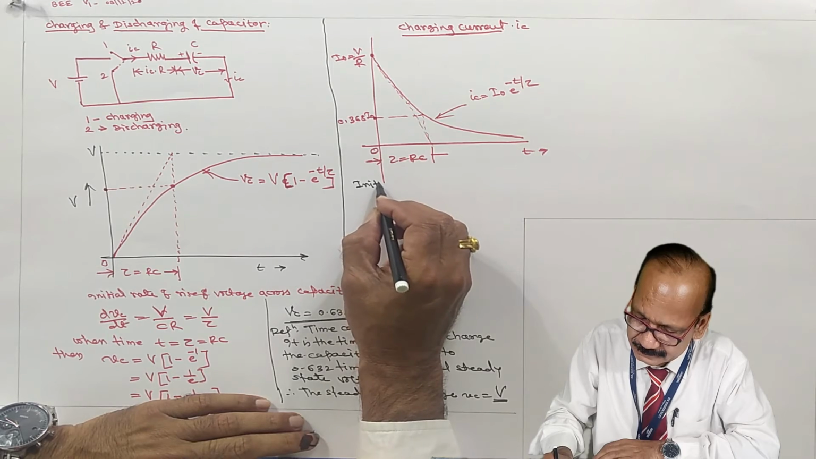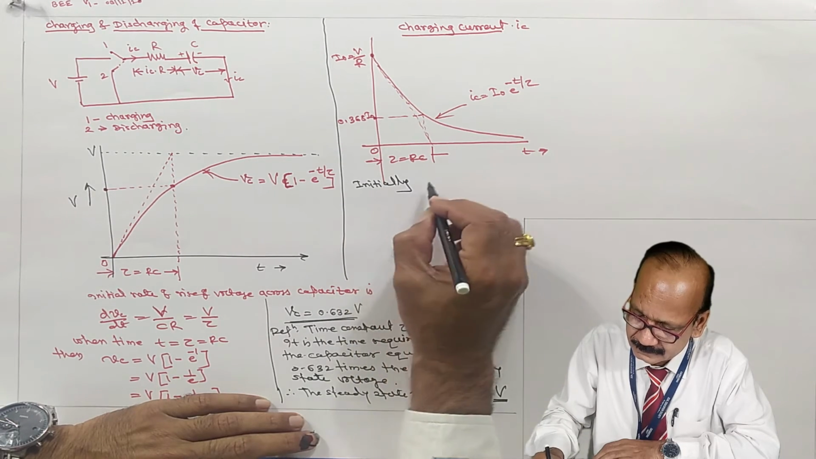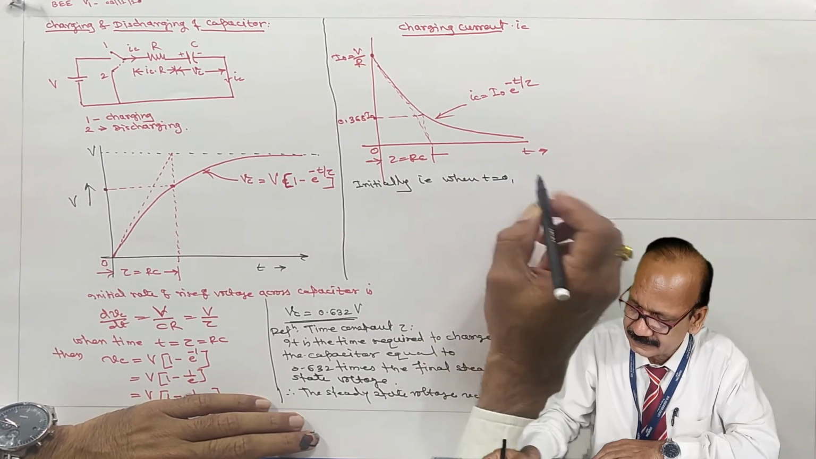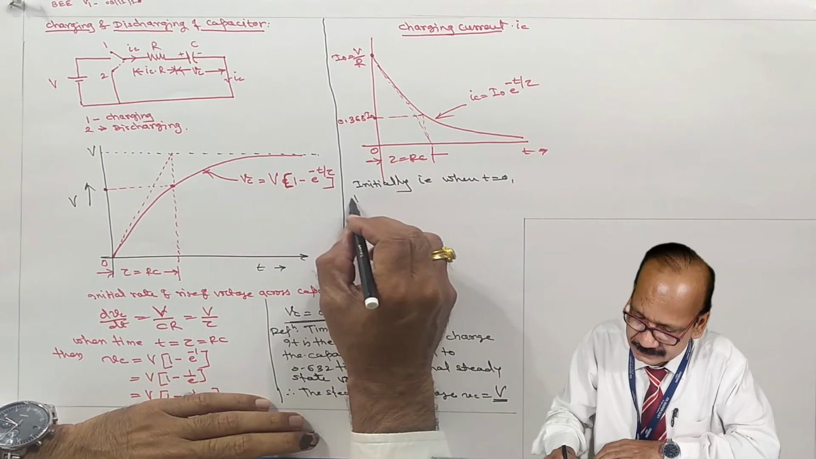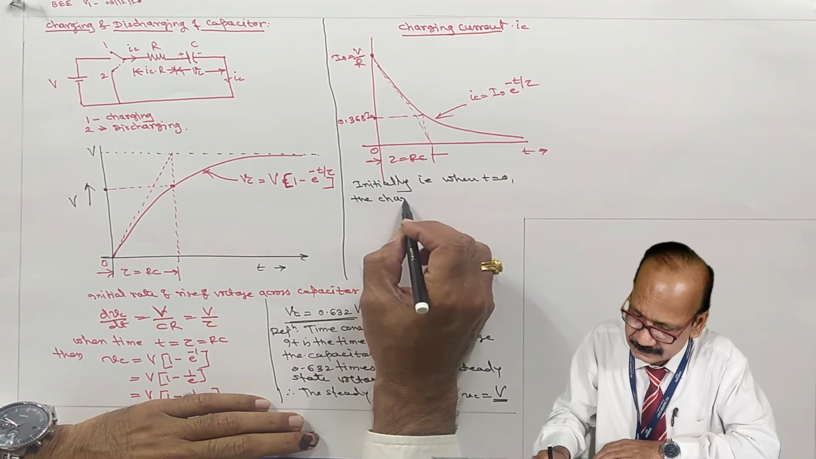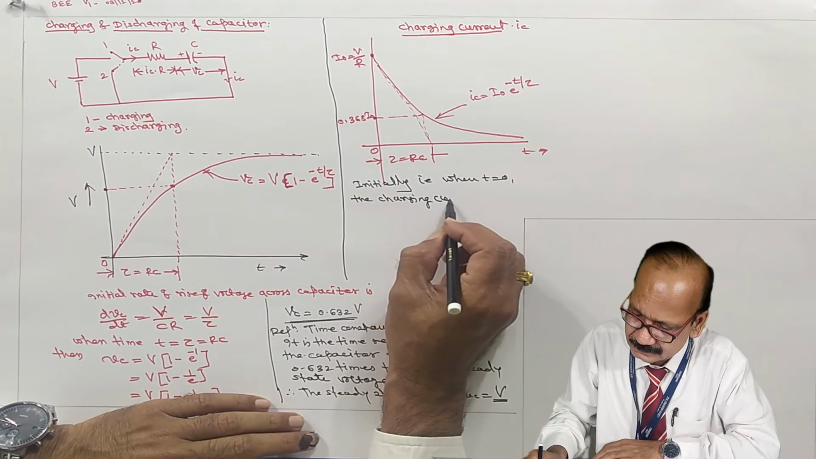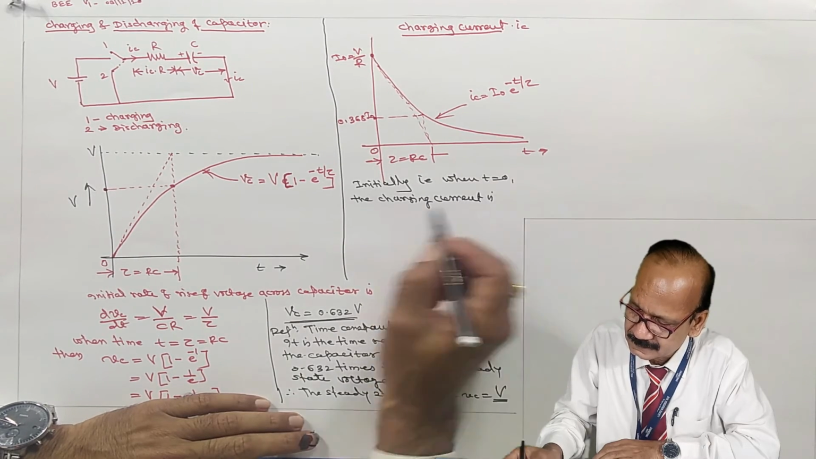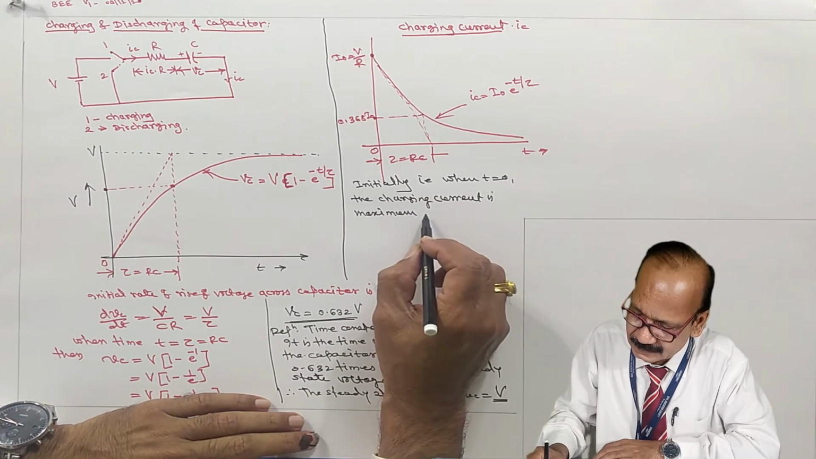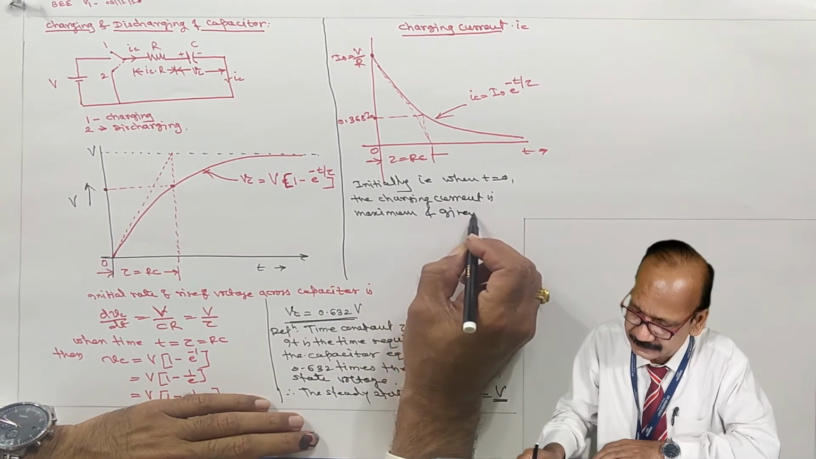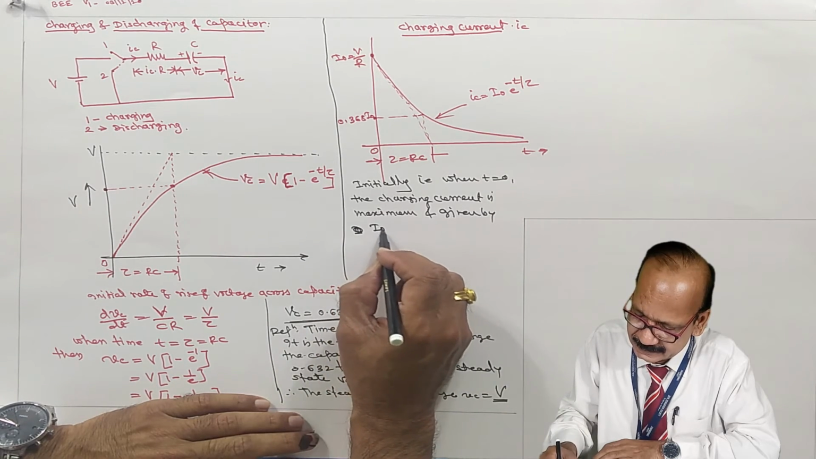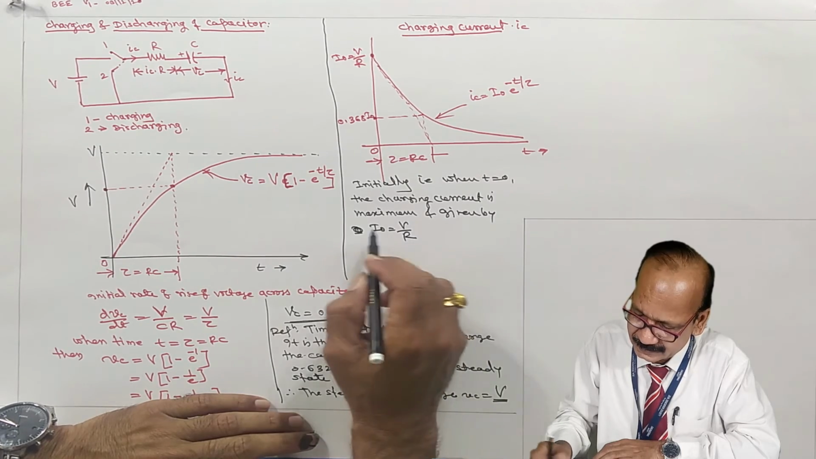Initially, that is when t equal to 0, the charging current is maximum and given by I0 equal to V upon R.